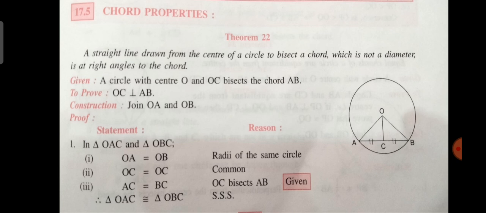You have to prove that OC is perpendicular to AB. That is, angles OCA and OCB are right angles. That is what you have to prove. For that, the construction is to join OA and OB.